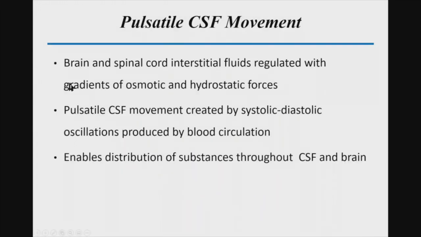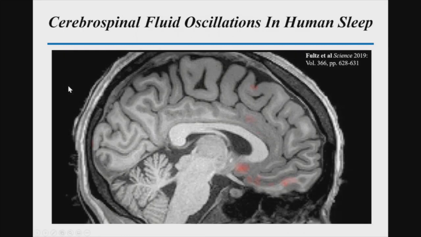And one of the things that's very interesting, and you heard about this earlier, though I didn't know what he was talking about, is that the brain and spinal cord interstitial fluids are regulated with gradients of osmotic and hydrostatic forces. The pulsatile CSF movement is created by the systolic-diastolic oscillations with blood circulation. You heard clearly earlier, it's dampened. This enables the distribution of substances throughout the brain.